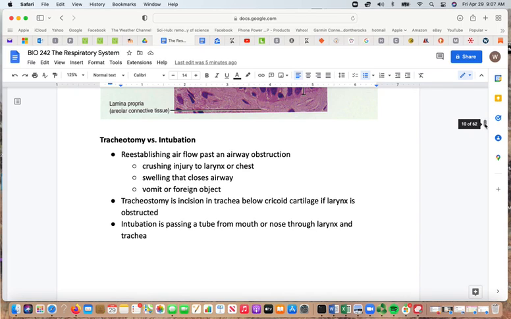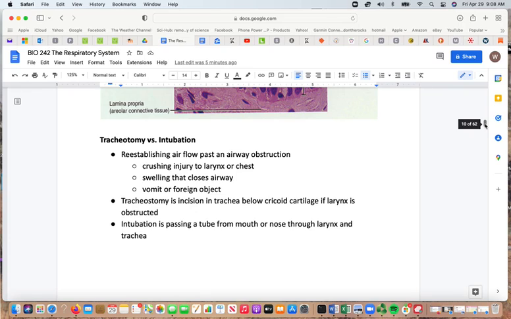So if a person loses airflow, it is important to reestablish airflow and open up the airway. Things that could cause this: a crushing injury to the chest or the larynx, swelling that closes the airway, vomiting, or some other foreign object getting stuck in the airway.